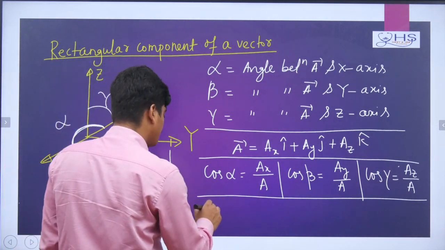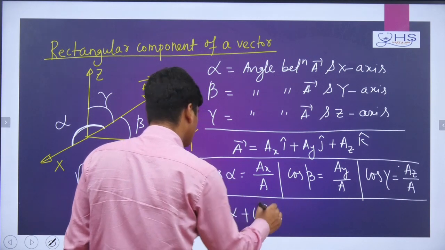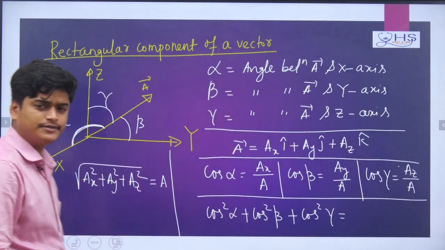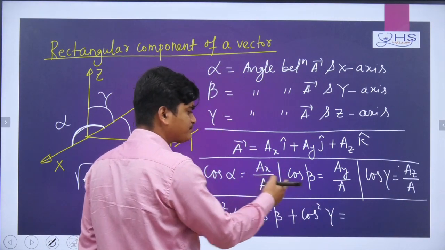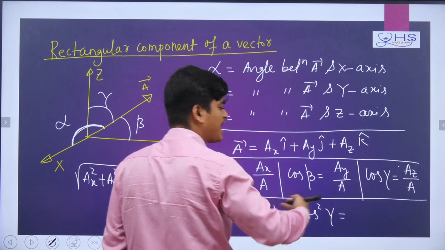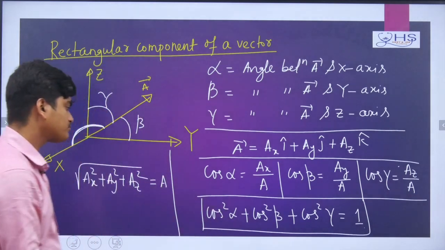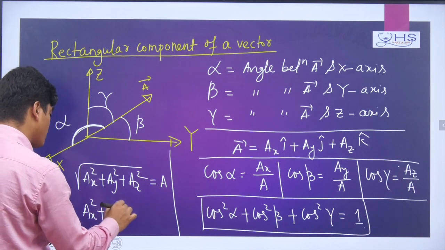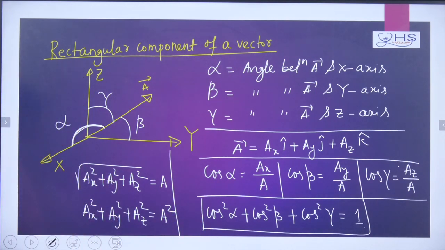And remember here, if I do cos square alpha plus cos square beta plus cos square gamma, how much will I get? I have to take the square of each and add them. If I do that, I will get nothing but 1. How does it come? See here, if I do Ax square plus Ay square plus Az square, then it becomes A square.